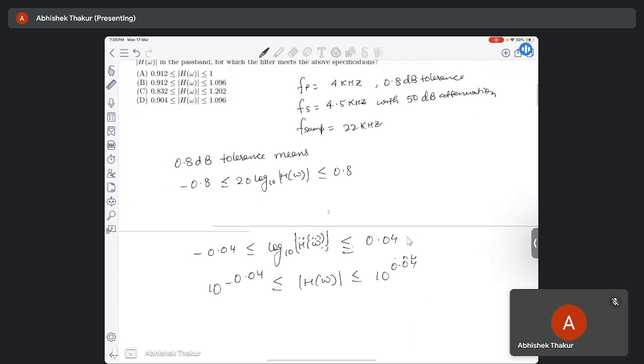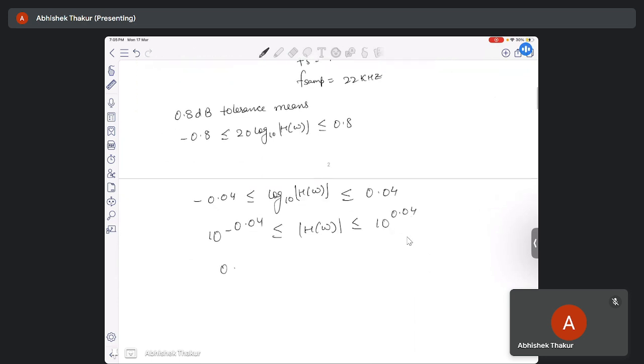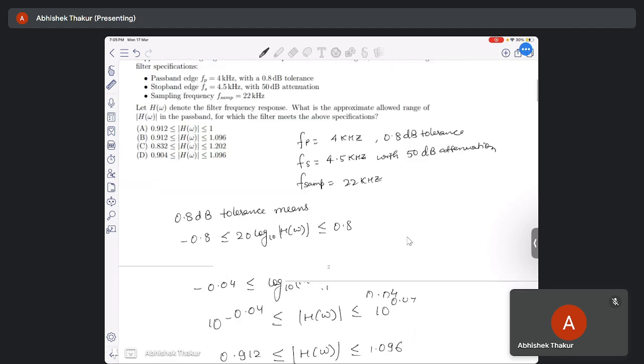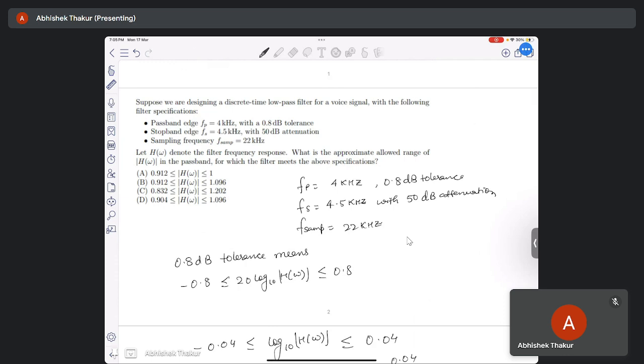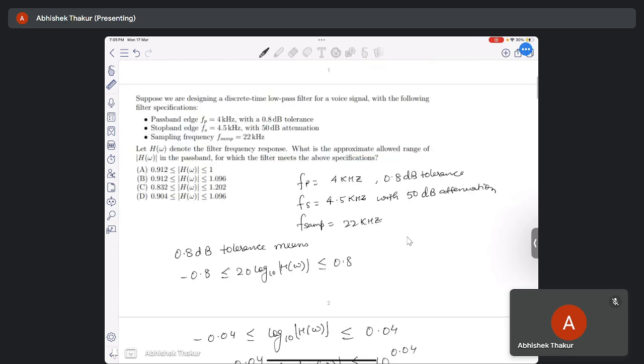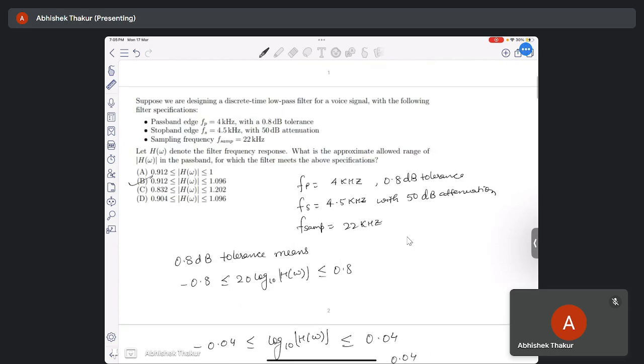So when we calculate this value, we will get 0.912 less than magnitude of H of omega, less than or equal to 1.096. So option number B is the correct answer for this question.